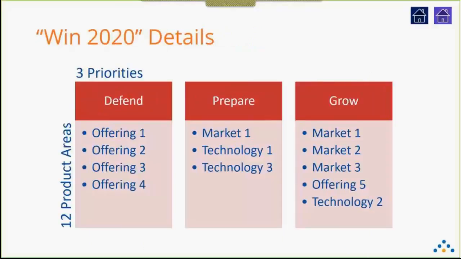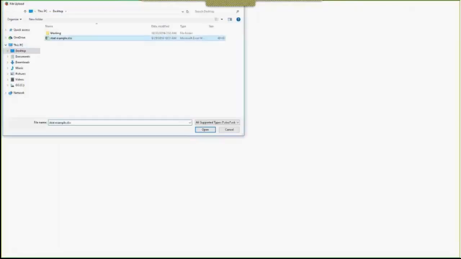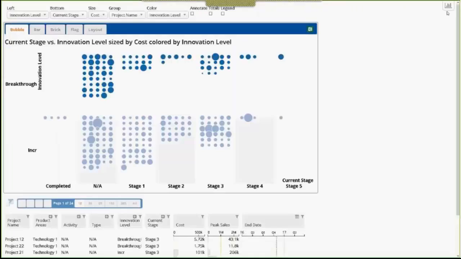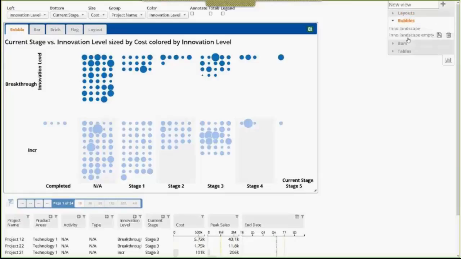Well, we drilled down further with this company and saw that they had 3 priorities across 12 product areas. They were defending their current product line, they were preparing for new contracts, and they were growing in new areas. So what we did with them was build an innovation landscape. And I'll show you what that innovation landscape looks like here. First, unpopulated.